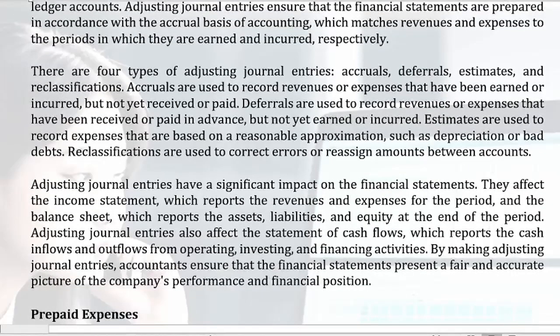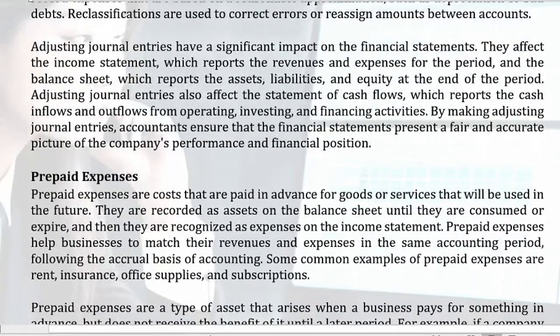Adjusting journal entries have a significant impact on the financial statements. They affect the income statement, which reports the revenues and expenses for the period, and the balance sheet, which reports the assets, liabilities, and equity at the end of the period. Adjusting journal entries also affect the statement of cash flows, which reports the cash inflows and outflows from operating, investing, and financing activities. By making adjusting journal entries, accountants ensure that the financial statements present a fair and accurate picture of the company's performance and financial position.